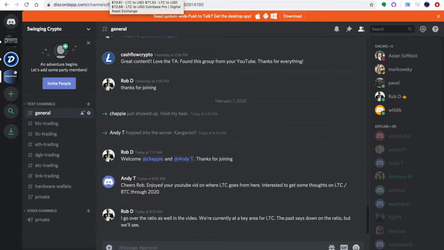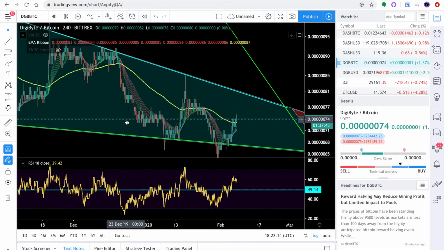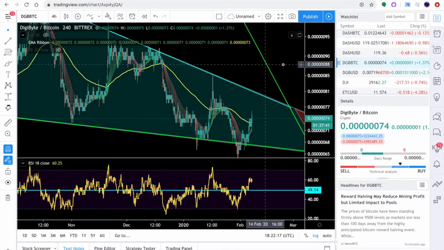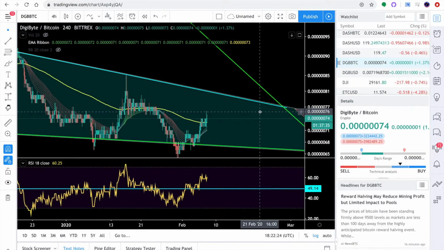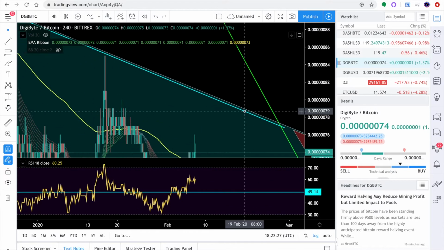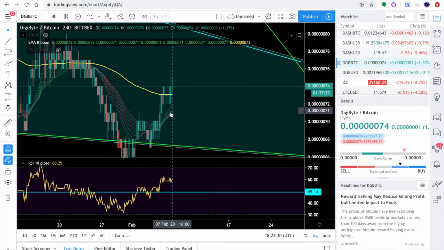Of course, everything's not financial advice, but I just show you guys the data and let you make your own investment decisions. So we're going to go over DigiByte today. We're going to break this down on a 4-hour chart first. The 4-hour is currently looking bullish. We got a bullish fan out on our EMA ribbon, so that's good.